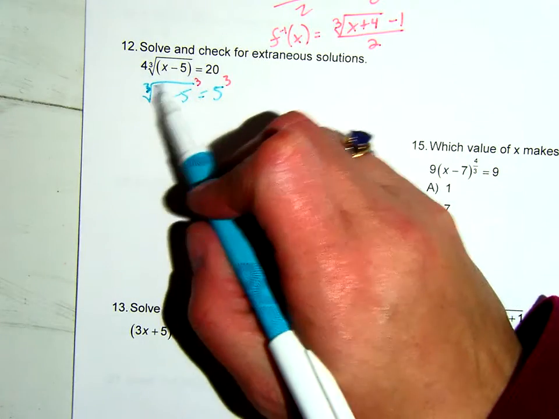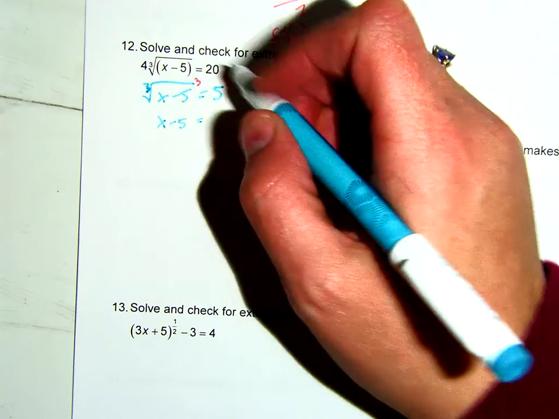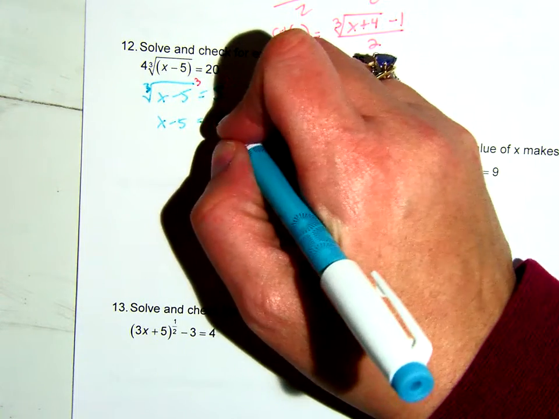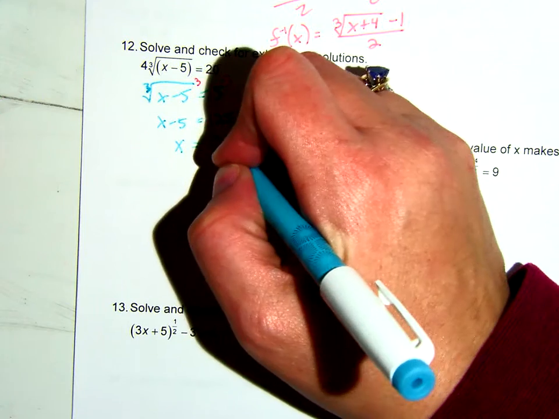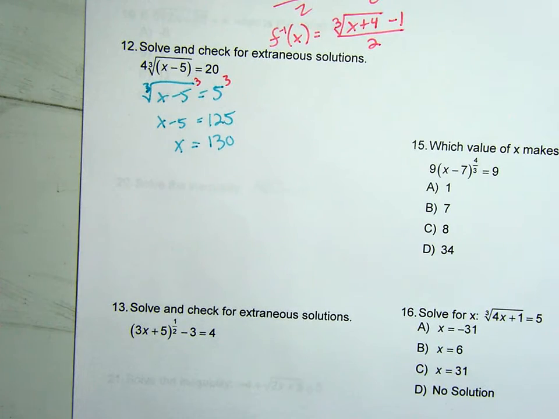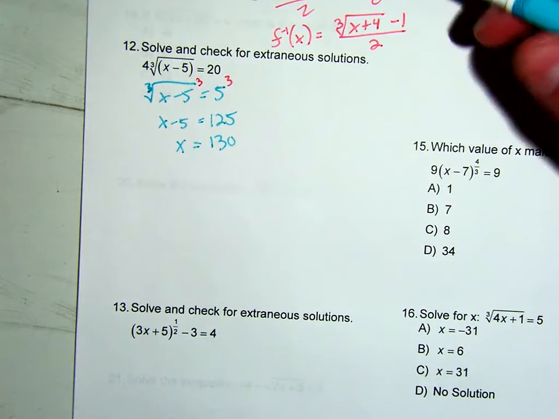So the cube root and cube cancel. We are left with x minus 5. 5 cubed is 125. Move the 5 to the other side and we get x equals 130. However, we are not done. Due to the method of solving, we always have to check our answers.